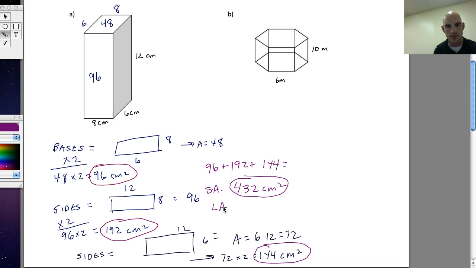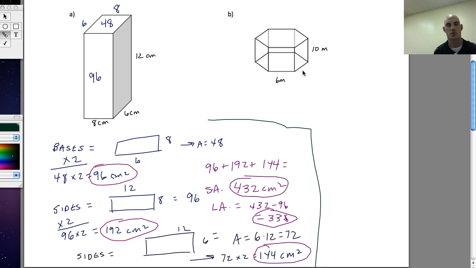My lateral area is all of this minus these 2 bases. So 432 minus 96 is going to give me 336 for my lateral area. Okay? So that's how this works. Lateral surface area is everything but the bases, and total surface area is everything. Let me divide this up, and I'll do another example for you, but you should begin to see how this works.